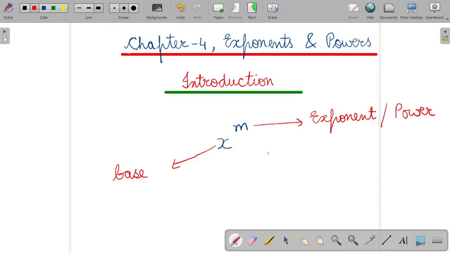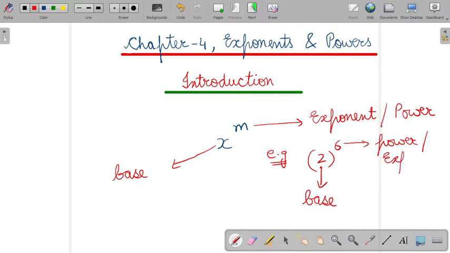Let's understand this concept with a few examples here. Suppose that the number is 2 power 6. Then this 2 is called the base and this 6 is called the power or exponent.